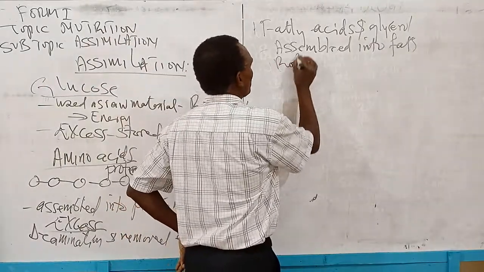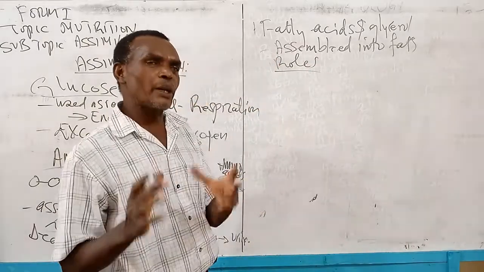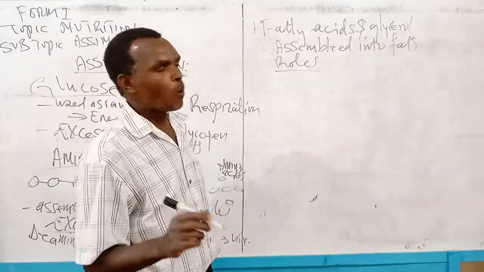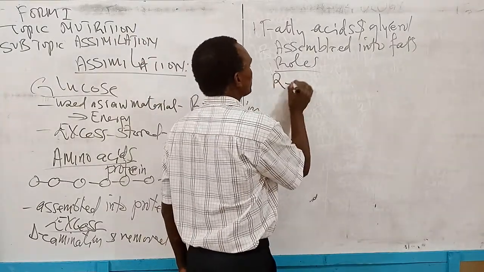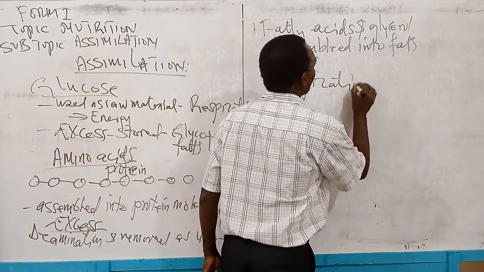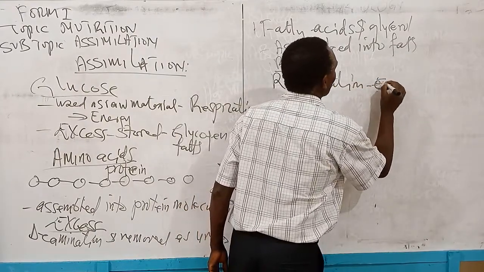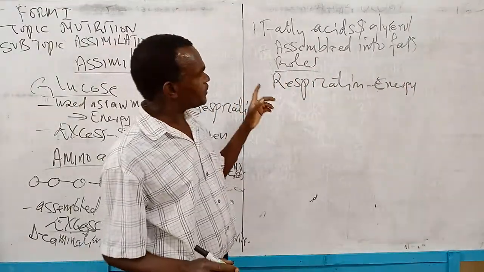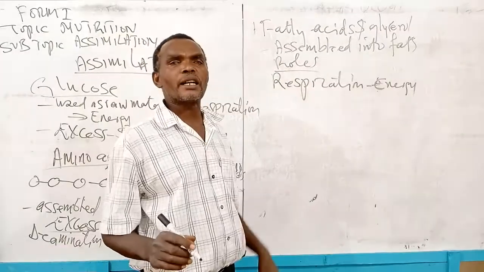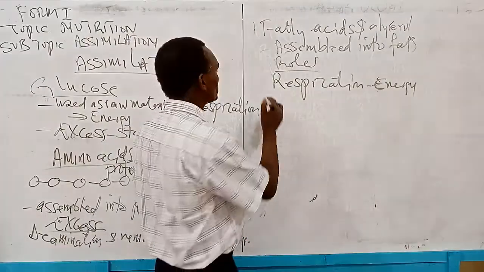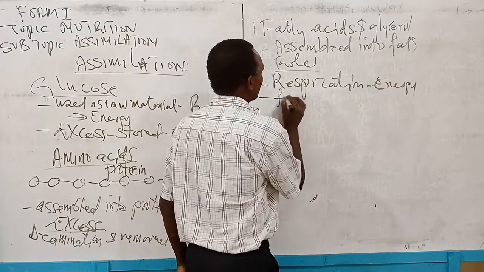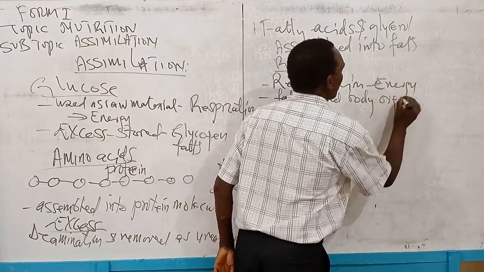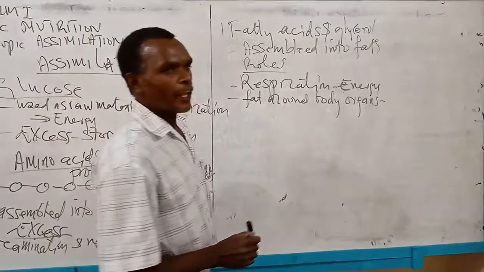So, roles. Because we are talking about the utility of these substances, roles. We have role number one, which is respiration, again, to give energy. That is not enough. We also have the fats around the body organs, which are used as a shock absorber.